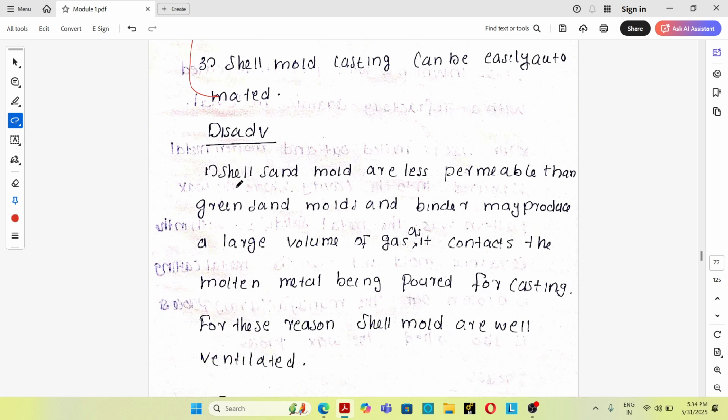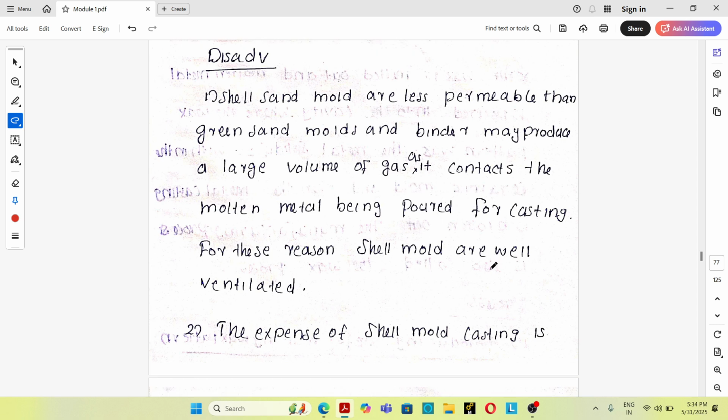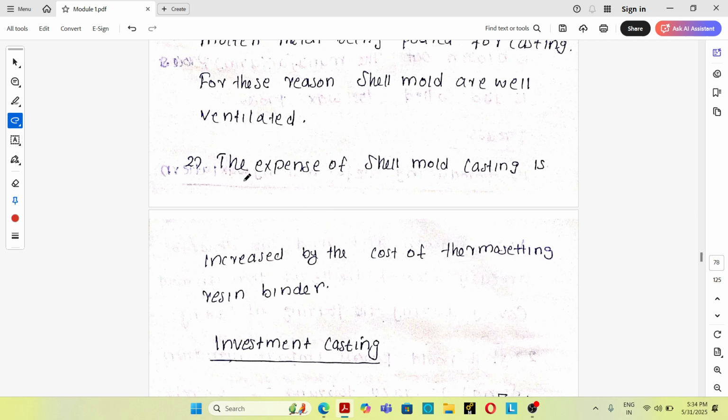Then the disadvantages. Shell molds are less permeable when compared to sand molds. So a large volume of gas will be produced inside the shell mold and that will be carried with the molten metal during the casting process. So the shell mold should be ventilated before use. The expense of shell mold casting is increased by the cost of thermosetting resin binder. In the shell mold casting process, thermosetting resin binder is used for preparing the sand mixture. So the cost of the shell mold will increase by using thermosetting resin binder.